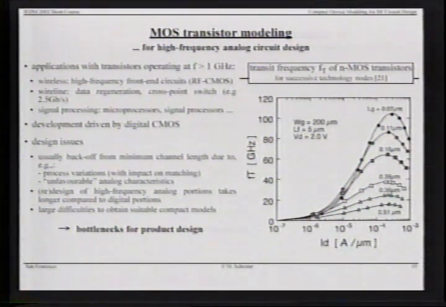in CMOS. And I've listed a couple of applications here where MOS is being applied, but there are a bunch of design issues listed here, and one of them is to obtain suitable compact models to design MOS circuits. And that causes one of the bottlenecks in RF CMOS circuit design.